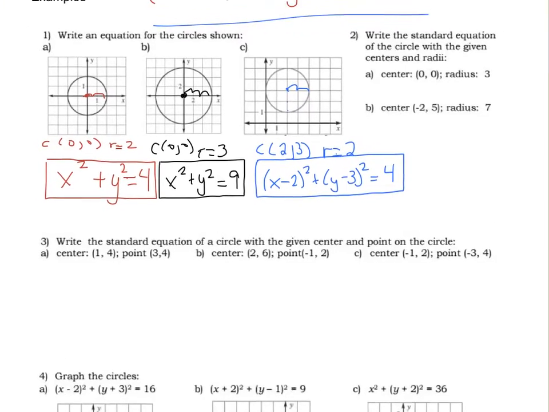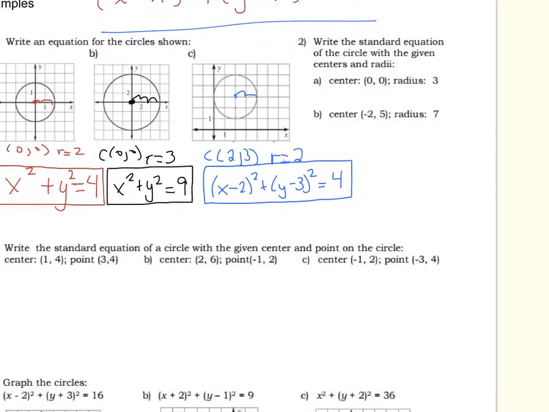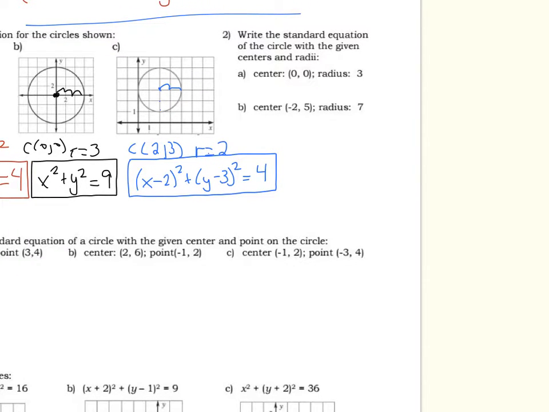Okay, number 2, very similar, where we are trying to write the standard equation of the circle with the given centers and radius. So again, if the center is 0, 0, it's just going to be x squared plus y squared equals radius squared, which would be 9. B, very similar, except we do have a center, so it's x minus negative 2, so the opposite is plus 2, plus y minus 5 squared equals 7 squared, 7 times 7, which is 49.